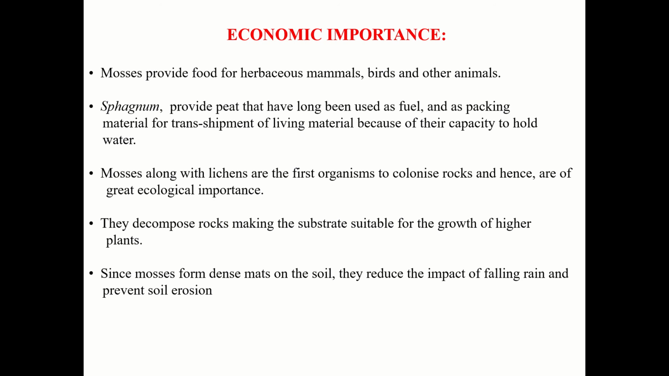Then sphagnum provides peat that has long been used as a fuel and is a packaging material for transshipment of living material because of its capacity to hold water. Sphagnum is also a moss, and it is used for packaging material in transport. It is also used as a fuel. Its blocks are made and used for burning, as fuel and packaging material for transshipment.